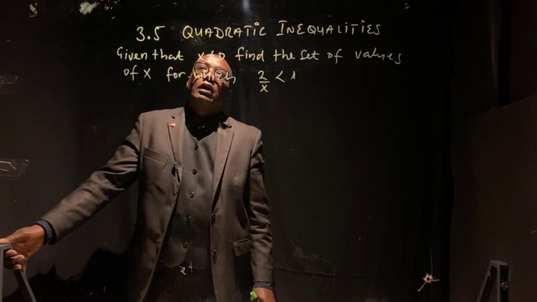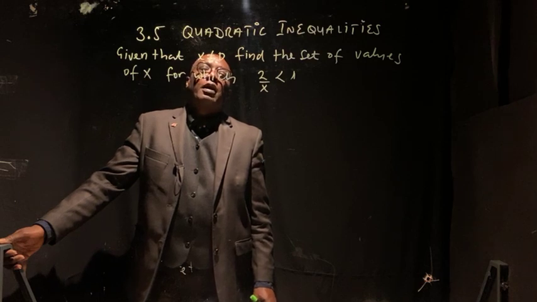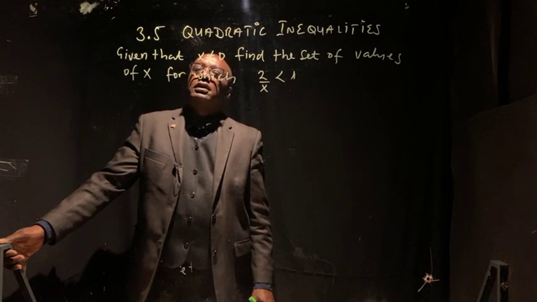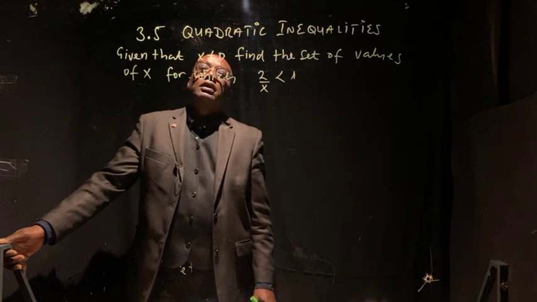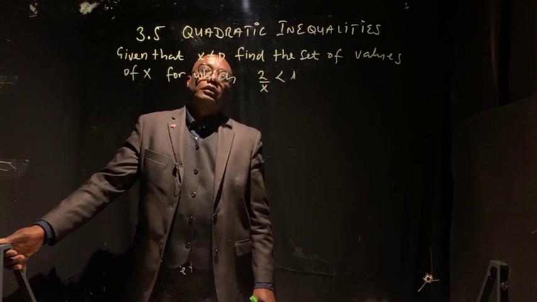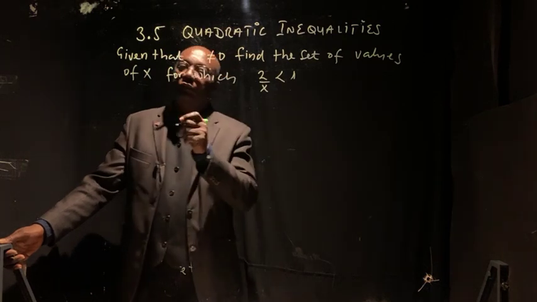At this time, we are continuing our work on inequalities, starting with quadratic inequalities. Here is a question: given that x is not equal to 0, find the set of values of x for which 2 over x is less than 1. Solution.